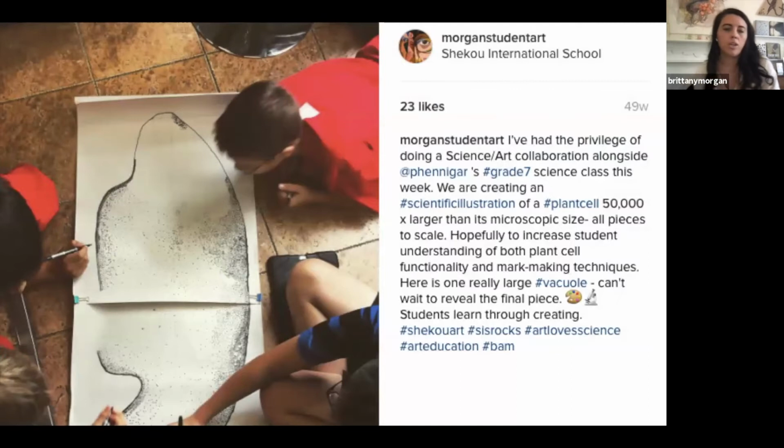Another way that I just wanted to share quickly was when they were studying the plant cell and the stages of mitosis in science, we decided to create a huge scientific illustration of a plant cell. We enlarged it 50,000 times to our calculation. And my students, this is a giant vacuole, and they worked together in groups, and you see all of the stippling they did there. It makes me look like a really mean teacher. You're going to stipple this entire vacuole, but they did, and it was super awesome.